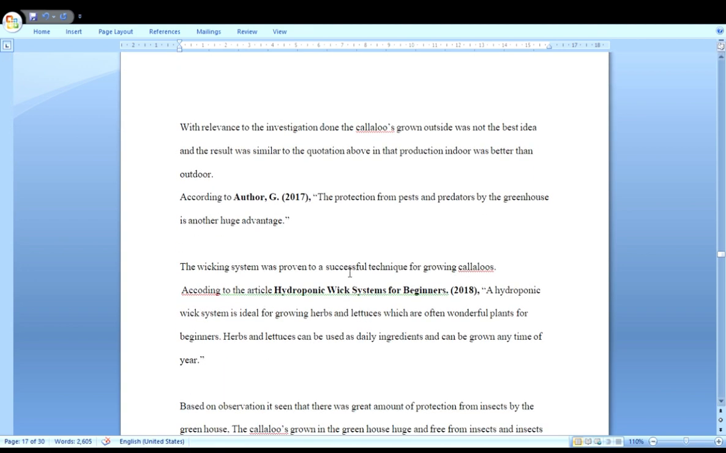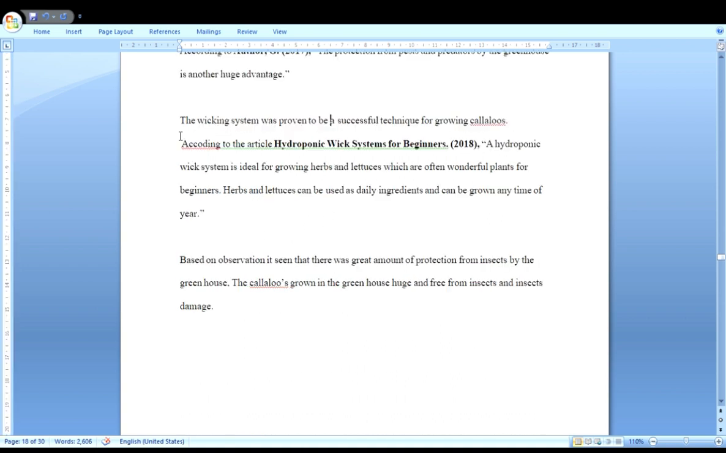Let's continue. With relevance to the investigation done, callaloo grown outside was not the best idea and the result was similar to the quotation above in that production indoor was better than outdoor. So we have another quotation here. According to Author G 2017, "The protection from pests and predators by the greenhouse is another huge advantage." The wicking system was proven to be a successful technique for growing callaloos.